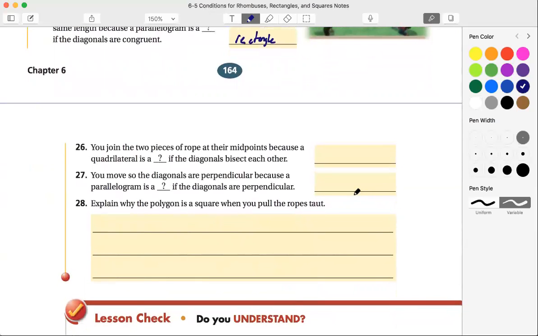Next, we could join the two pieces of rope at their midpoints because a quadrilateral is a parallelogram if the diagonals bisect each other. You move the diagonals so they are perpendicular because a parallelogram is a rhombus if the diagonals are perpendicular. All right, so I think I have now just created a square.